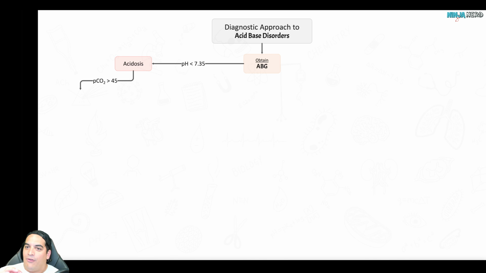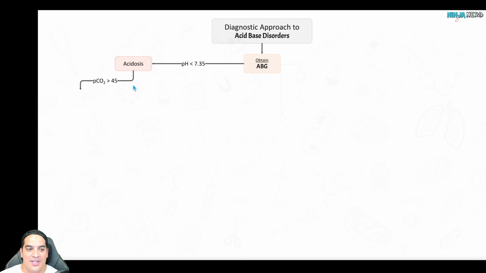And once we've diagnosed that primary acid-base disorder, how do we determine what the actual type or etiology of that specific acid-base disorder is? Let's go through that. First thing you're going to need is an arterial blood gas. From the arterial blood gas, you're going to be able to get your pH. If it's less than 7.35, it suggests an acidosis. From here, you then need to determine, is it metabolic or respiratory?